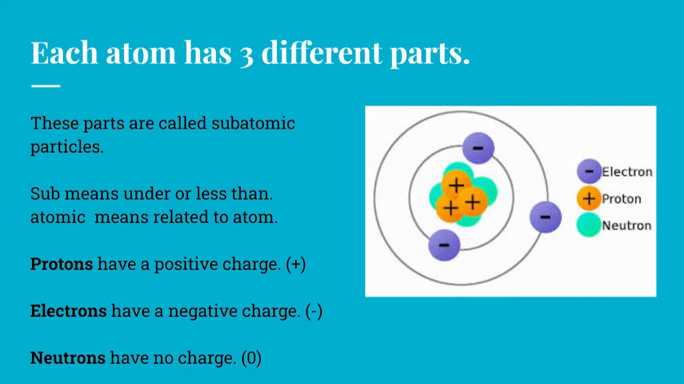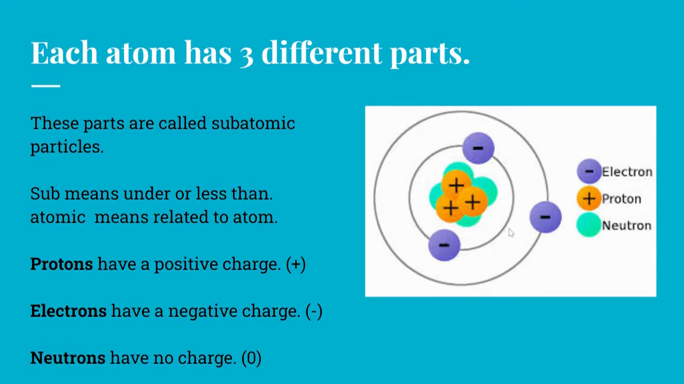So each atom has 3 different parts. We call those parts subatomic. We come from the root word meaning sub, meaning under, like you can think submarine. Sub also means less than. And atomic means relates to an atom. So these are smaller than an atom.